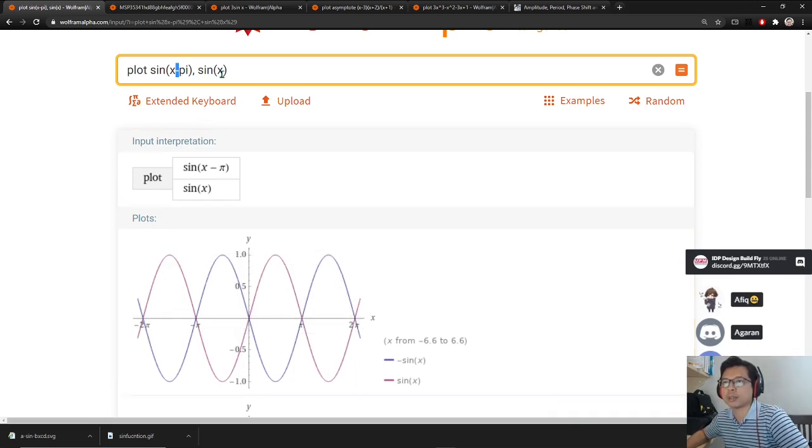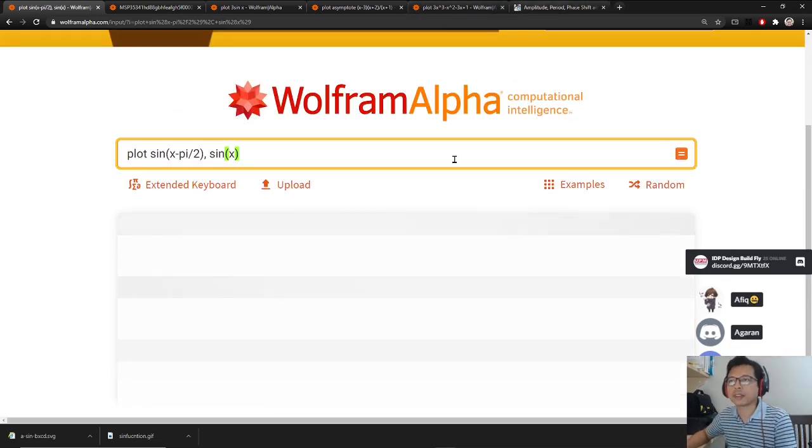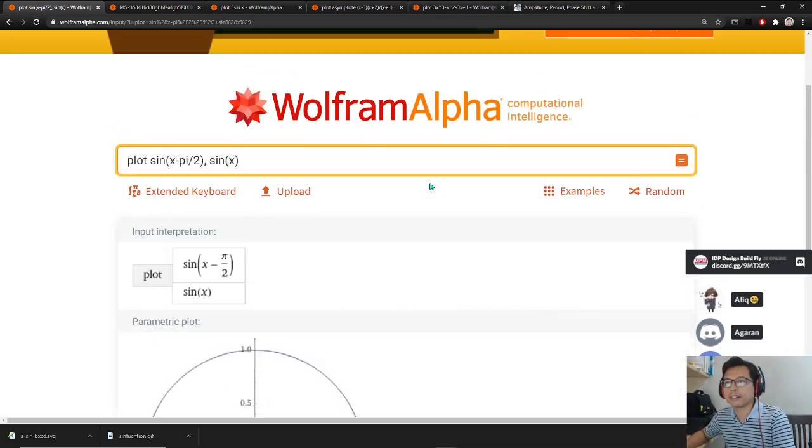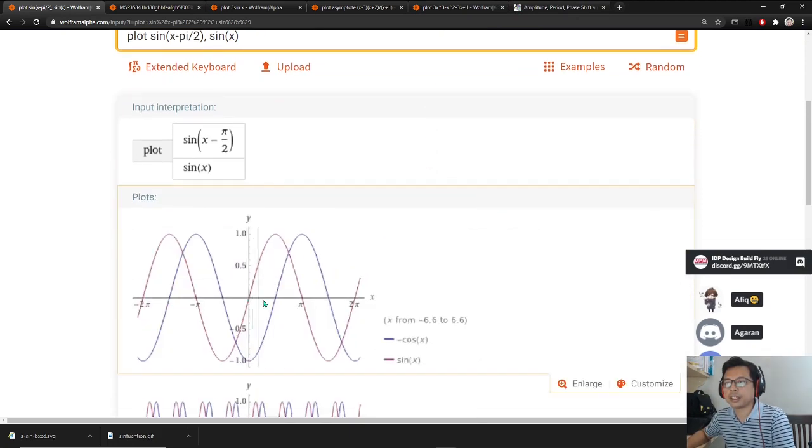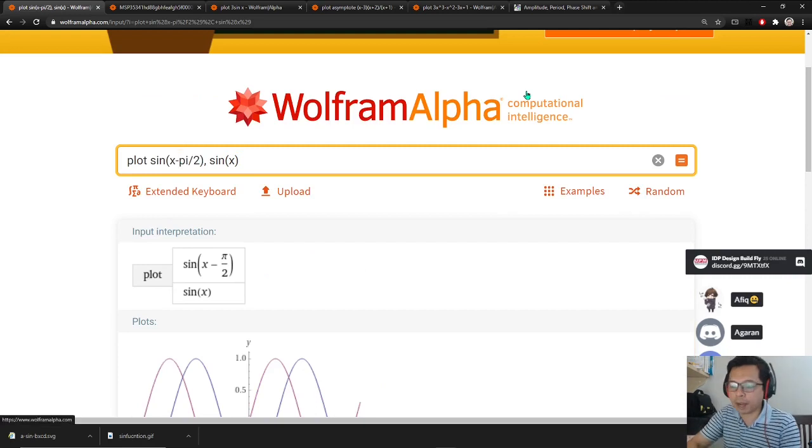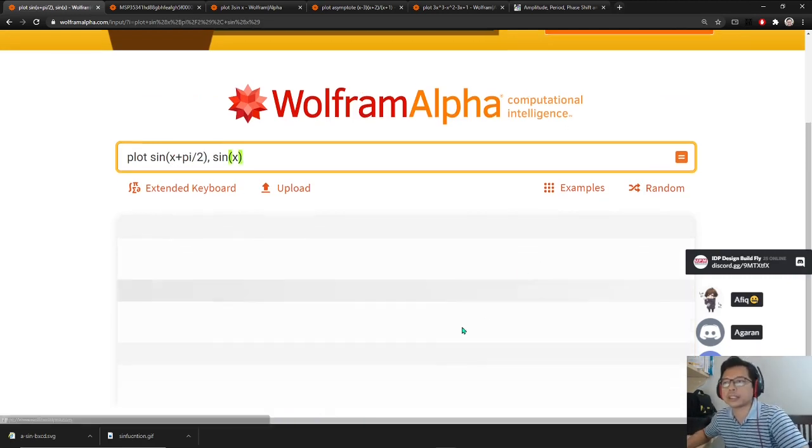So that's what's happening. If I shift it by pi over 2, see, the blue function is shifted by half pi. If I want to shift it backwards, I can just put plus that.